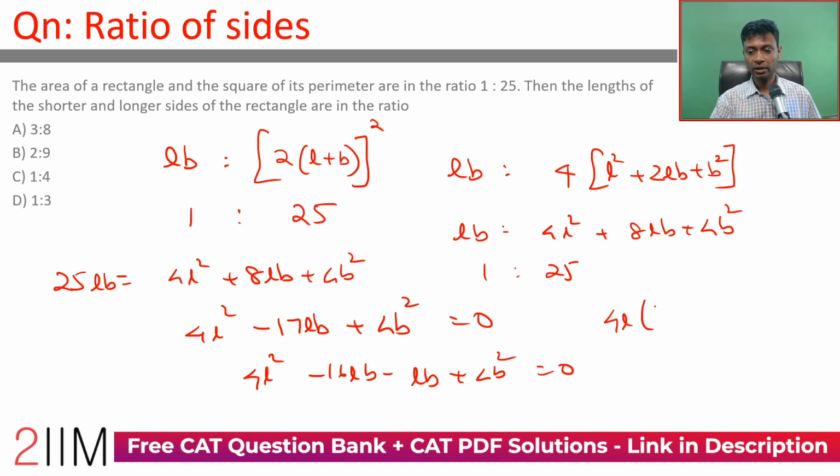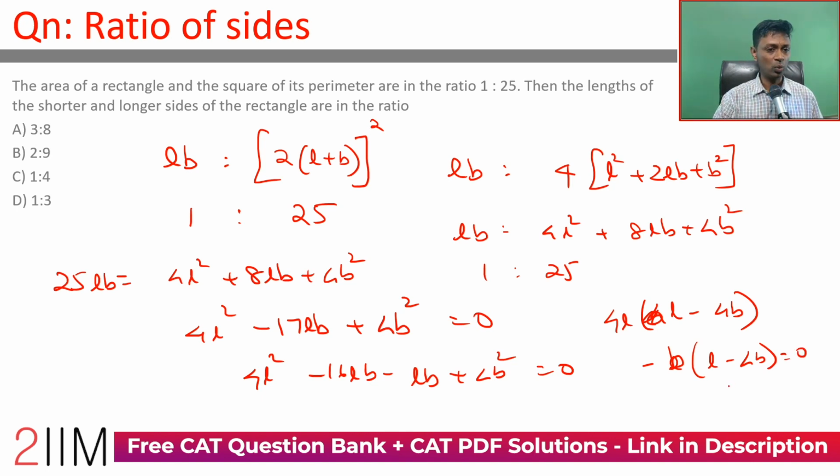4L into L minus 4B, minus B into L minus 4B is 0. So 4L minus B into L minus 4B is 0. 1:4 or 4:1. Shorter to longer is 1:4. And that's just plain old-fashioned writing of equations and simplifying that.